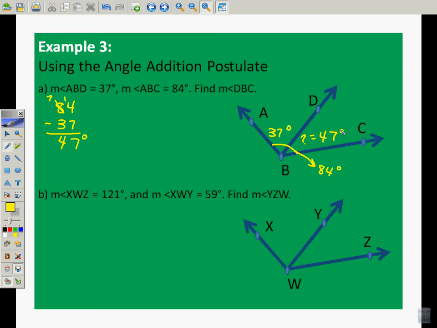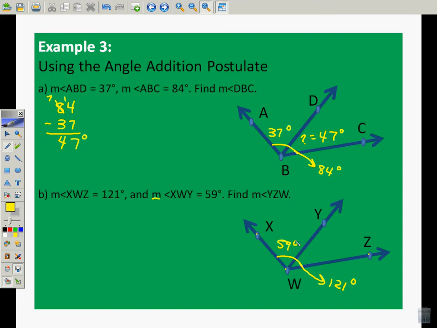XWZ. The whole thing is 121. Okay, the whole thing is 121. And the measure of XWY, so that's just the first part, is 59 degrees.